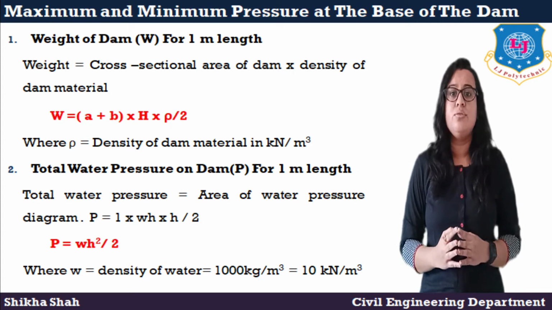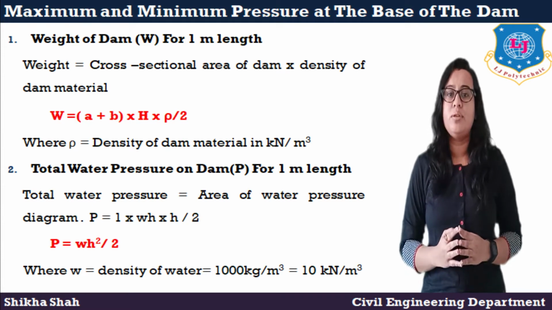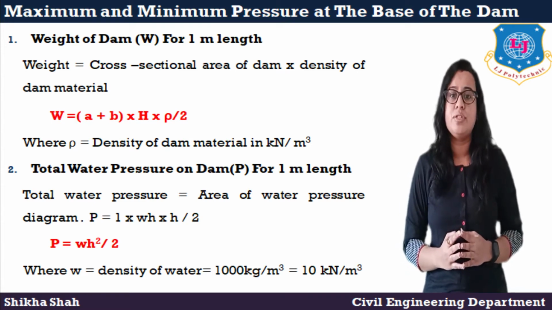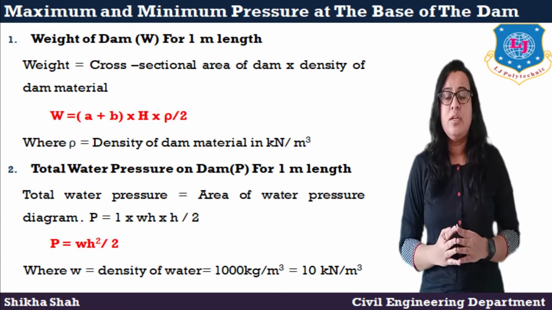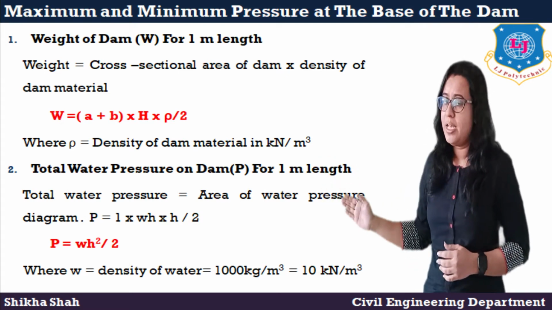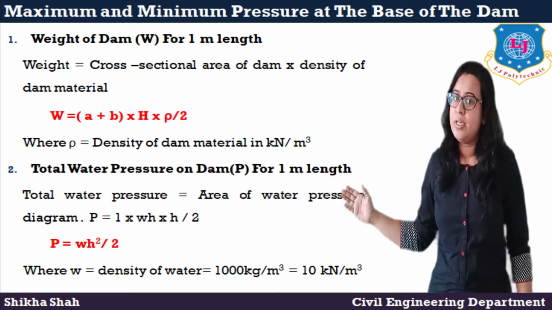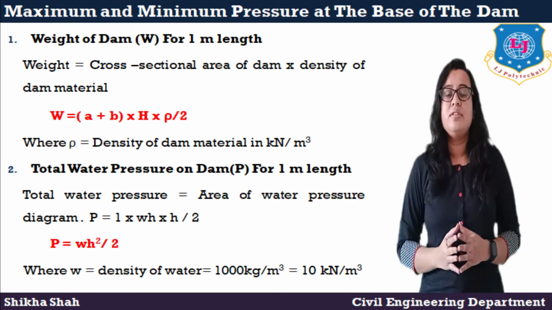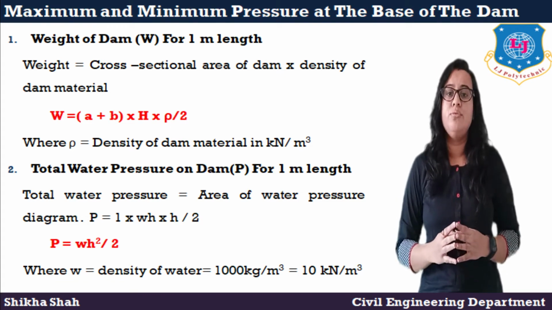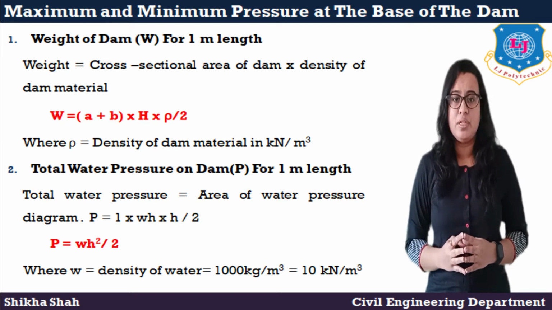The second is total water pressure on dam, which is denoted by capital P. For 1 meter length, the total water pressure is calculated by the equation area of water pressure diagram. Capital P is equal to 1 into wH into H by 2, so P is equal to wH square by 2, where w is the density of water, which is equal to 1000 kg per meter cube and 10 kilonewton per meter cube.